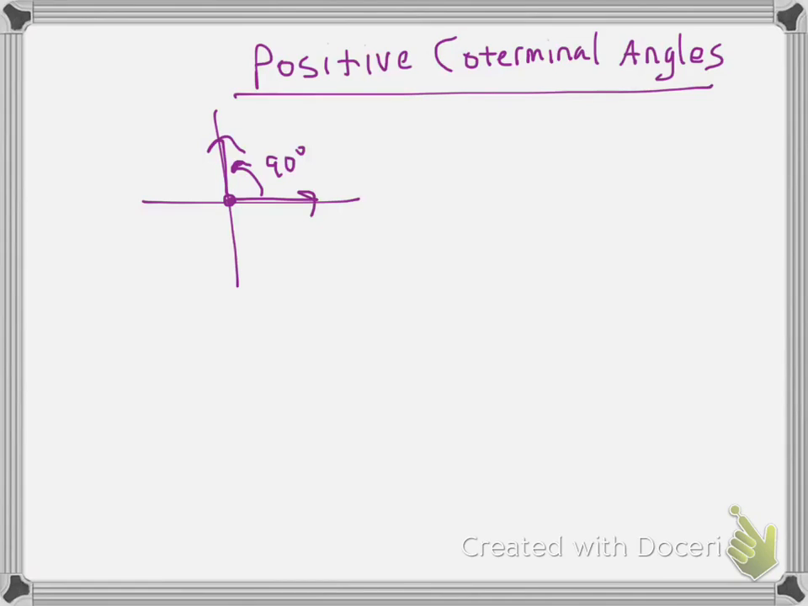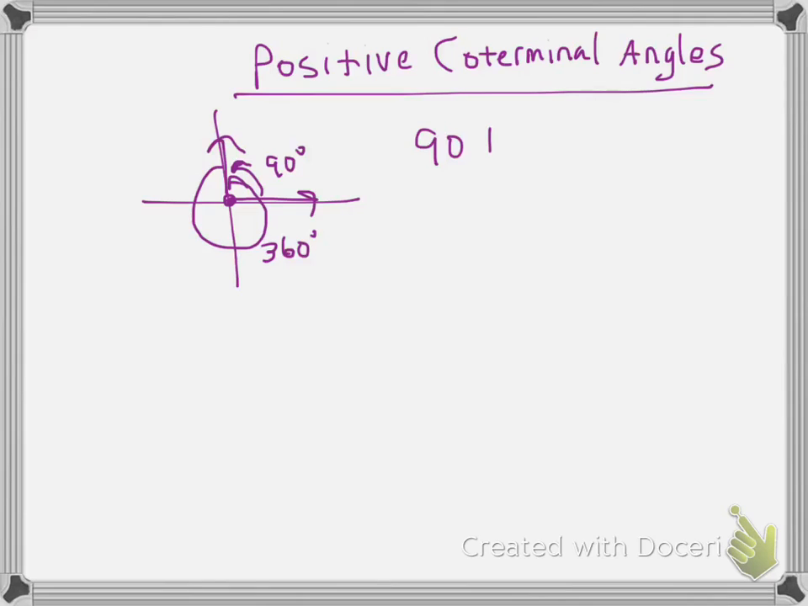Now, coterminal just means that we want to be able to stop at that next terminal side. So I'm going to start at that terminal side, and I'm going to start to work my way around. In order to hit that terminal side again, I actually had to rotate around a full circle. I had to go 360 degrees. And if you notice, I went in a positive direction. So in order for me to start at that terminal side and hit that terminal side again, I had to rotate around a full positive circle, 360 degrees in that positive direction.